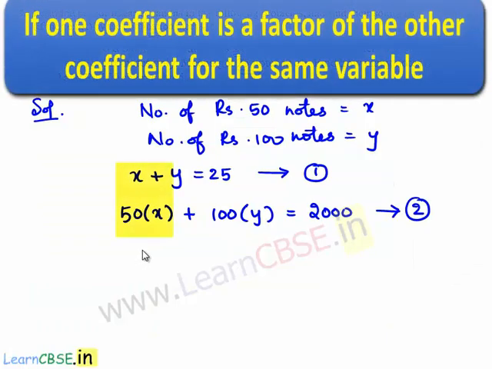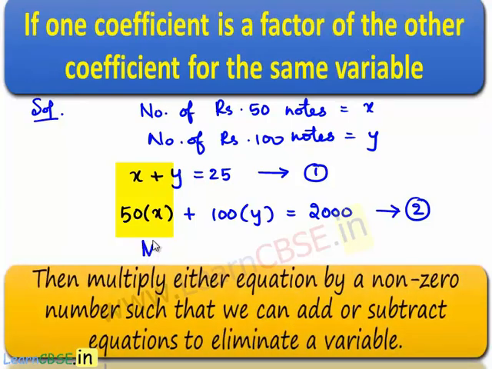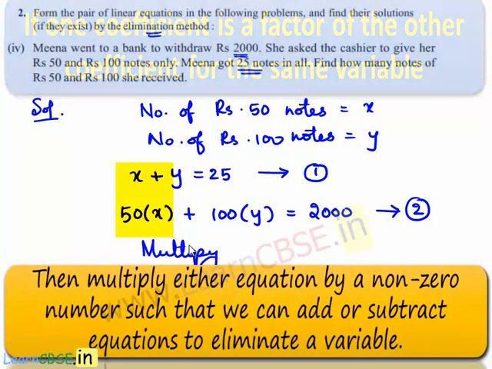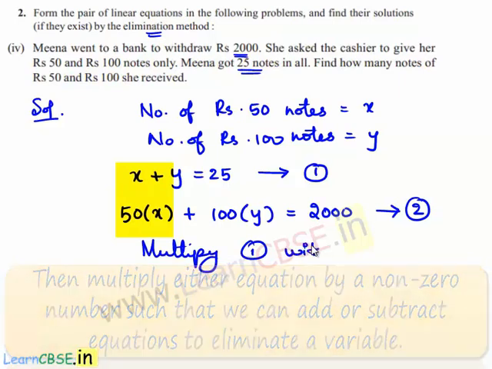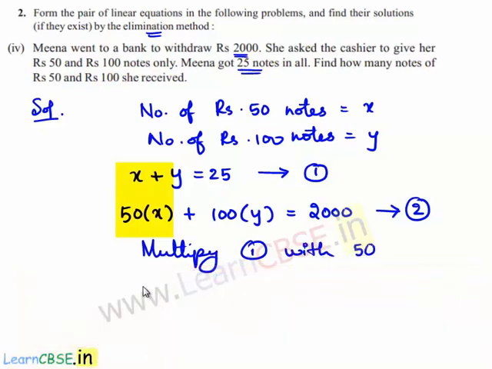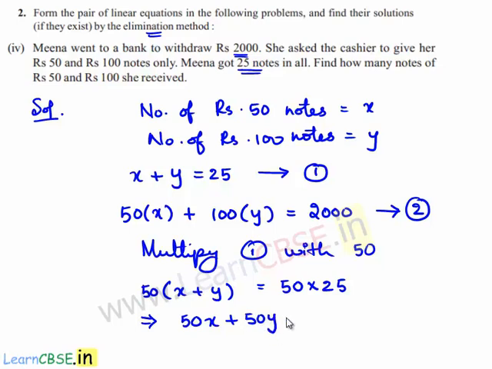So let us multiply equation 1 with 50. Now we will be getting 50 times of x plus y is equal to 50 times of 25, which implies 50x plus 50y is equal to 50 times of 25, which is nothing but 1250. So assume this as equation number 3.